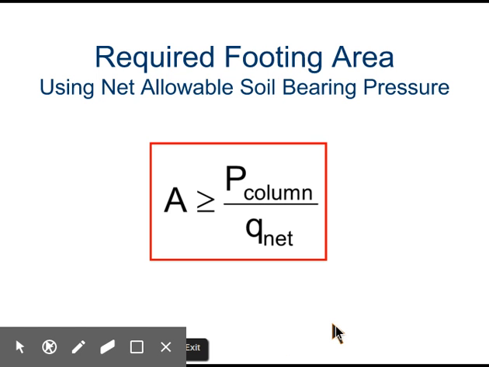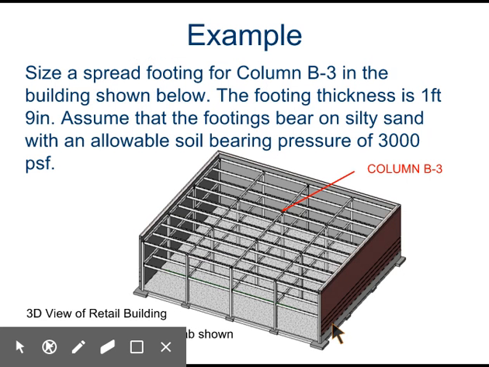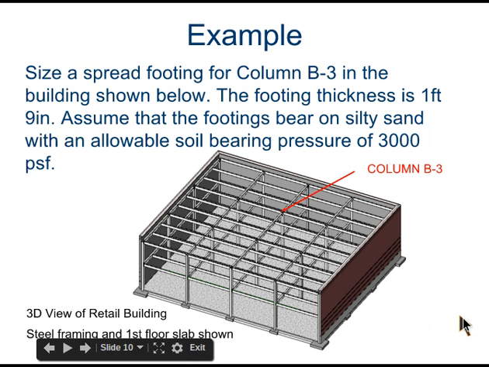All right, so in the last video, we developed this equation for the required footing area using the net allowable soil bearing pressure when we took out the effect of the footing itself. So let's use that in this example. We're going to size the spread footing for column B3 in the building shown below. The footing thickness is going to be 1 foot 9 inches.